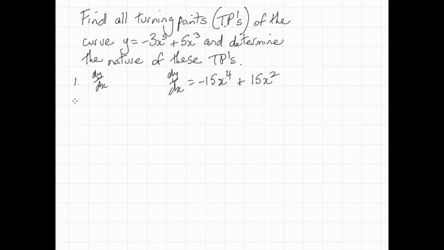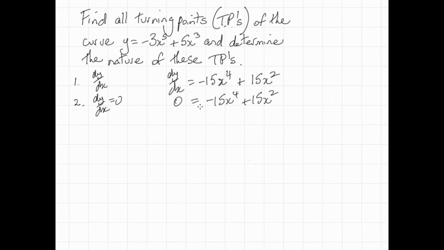And turning points occur when dy dx equals 0, so we've got to solve and find what values of x make dy dx equal 0. So we've got 0 equals negative 15x to the fourth plus 15x squared. And we say, well, how do we solve that? The quadratic formula won't work because it's a polynomial to the power of 4. We've got factorisation that will work.